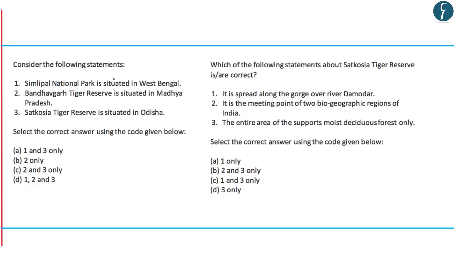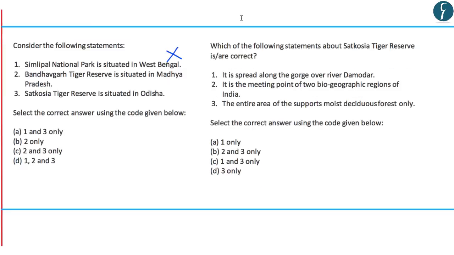First, consider the following statements. Simlipal National Park is situated in West Bengal. No, we know that this is situated in Odisha. Second, Bandhavgarh Tiger Reserve is situated in Madhya Pradesh. Yes, this is correct. Third, Satkosia Tiger Reserve is situated in Odisha. Yes, this is also correct. So here the correct answer is C, that is 2 and 3.